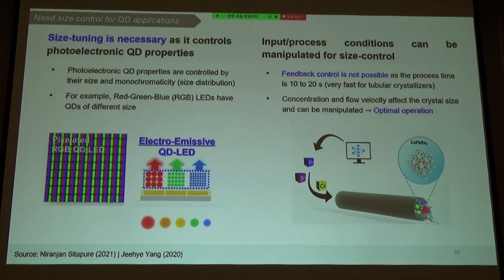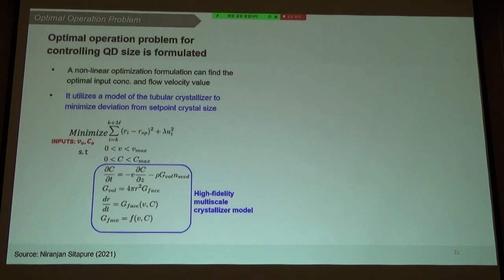In this work, we wanted to use feedback control, but the problem is that typically feedback control can be done every minute, or every 5 minutes, or even 10 minutes, depending on the sensors and the actuator you have. But the entire kinetics, or the entire growth of the QDs, will be finished within 10 or 20 seconds. So we were not able to do such very fast control. Instead, we utilized a model and calculated the inlet concentration and the inlet flow rate by solving an optimization problem.